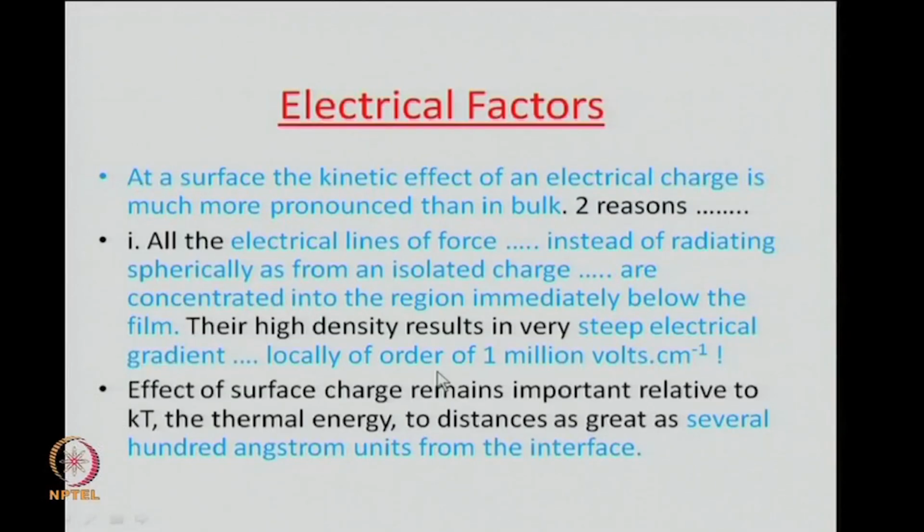Now, the effect of surface charge remains important relative to kT, the thermal energy, to distances of the order of several hundred angstrom units from the surface, which means in the vicinity of the surface or in the surface space you could have electrical factors dominating over the thermal energy.